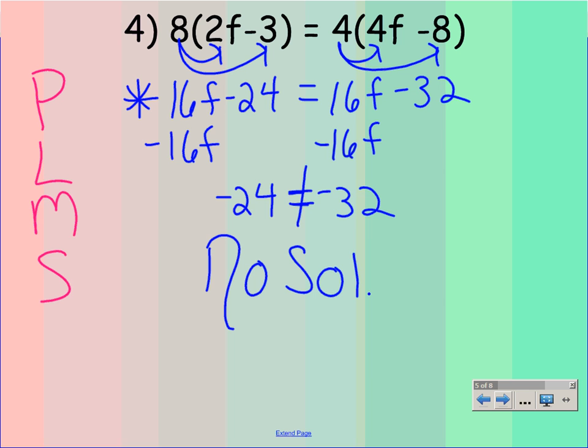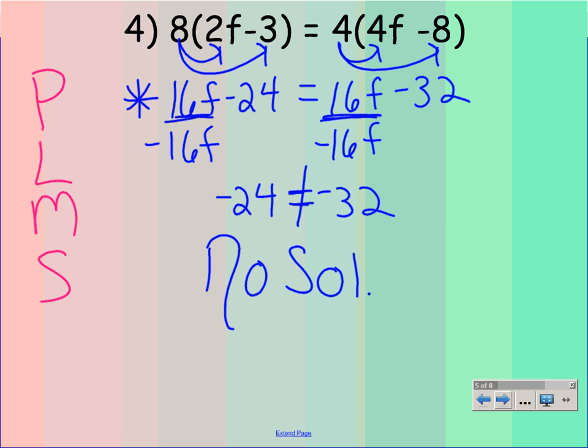This says 16f minus 24 is equal to 16f minus 32. How is that possible? How can I have 16f and subtract 24 on the left and have 16f and subtract 32 on the right and end up with the same answer? From there, it just really doesn't make sense. But let's go ahead and carry this out, because let's say you get to that step and you're like, okay, I think it's no solution, but I want to be 100% sure.